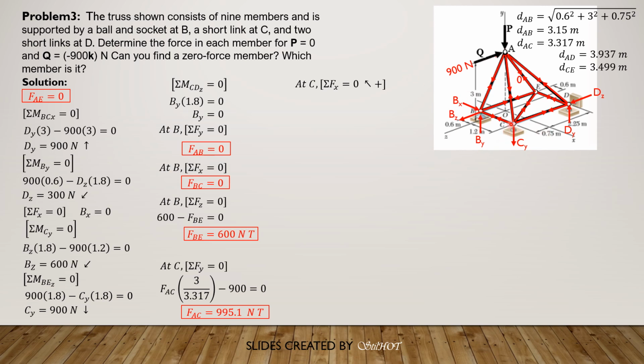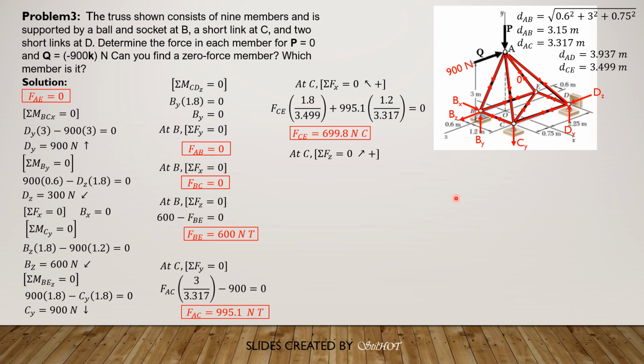Positive in the opposite direction. So remember FDC is 0. So we have FCE times 1.8 divided by distance of FCE, which is 3.499, plus FAC, 995.1, times 1.2, the x-component of distance, divided by distance of FAC, 3.317, equals 0. So FCE is equal to negative 699.8, or 699.8 newtons compression.